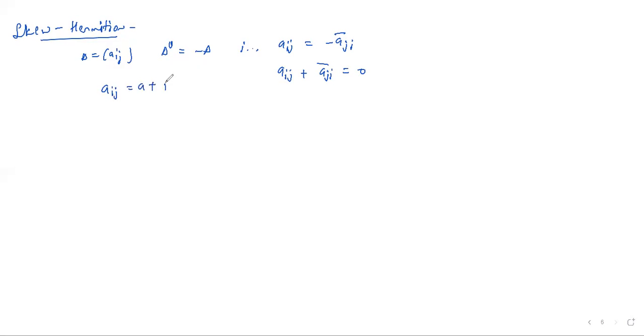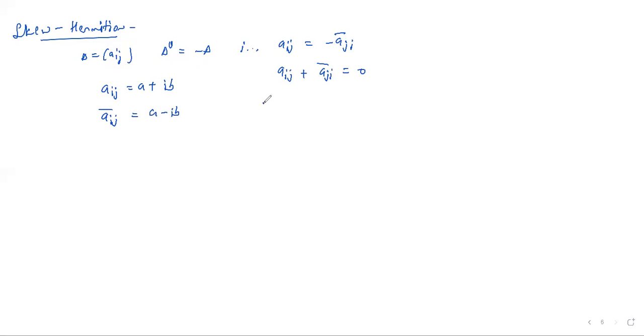Skew Hermitian. A matrix A, with elements Aij, is said to be skew Hermitian if A theta equals minus A, that is, the corresponding element Aij equals minus of the conjugate of Aji. You can see it as Aij plus the conjugate of Aji equals 0. Let's say Aij is A plus IB. Then the conjugate of this Aij will be A minus IB.